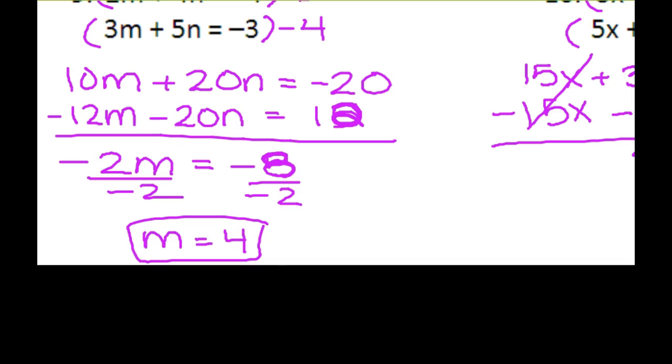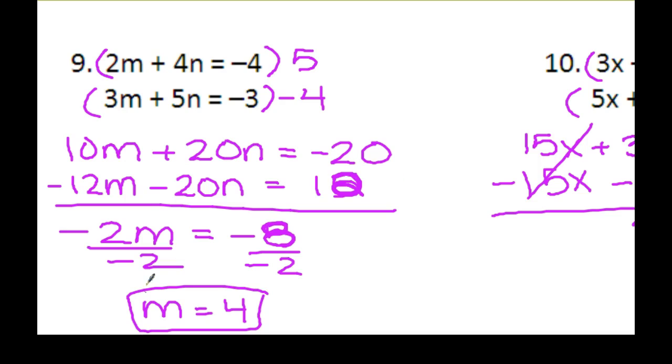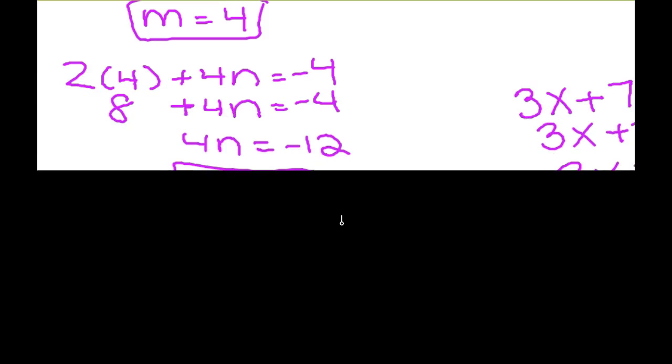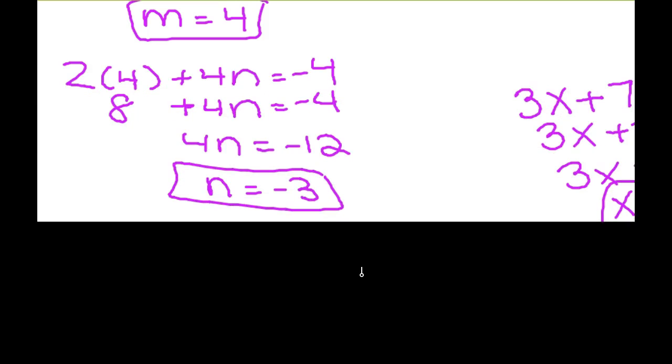You take that 4, and this is what Colton asked, where do I plug this in? Well, technically you could plug it into the top equation or the bottom equation. Technically you could plug it into the multiplied forms as well, but I always suggest plugging back into the originals because you never know if you made a mistake on a multiplied form. So I would always plug my 4 back into an original, and we solve for n, and we get negative 3.